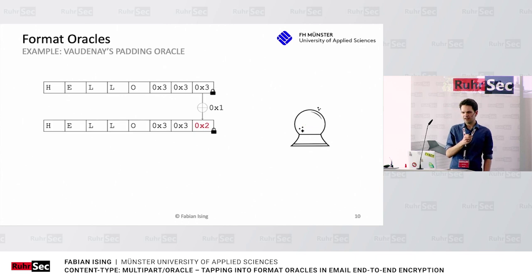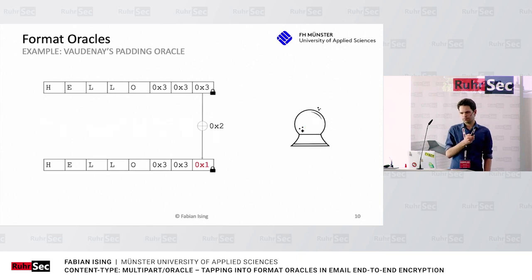If, however, we instead flip a bit here, because this is CBC, though we can do that, we will have a 2 here, and the other values will still be 3. So the oracle will say, no, this is not a correctly padded message. So if we instead XOR it with a 2, we'll get a 1 at the end, and then this is 1 padding byte with a value of 1, and this is, of course, a correctly padded message.